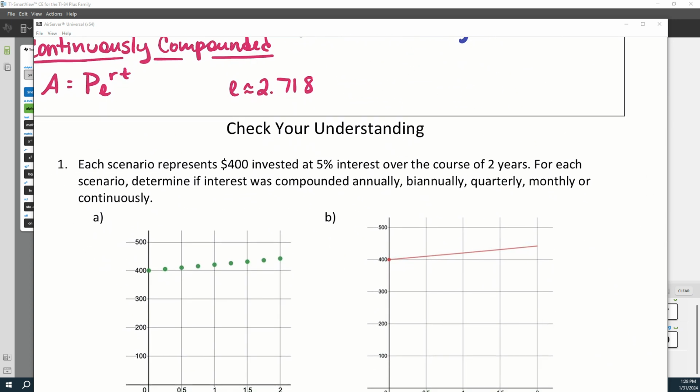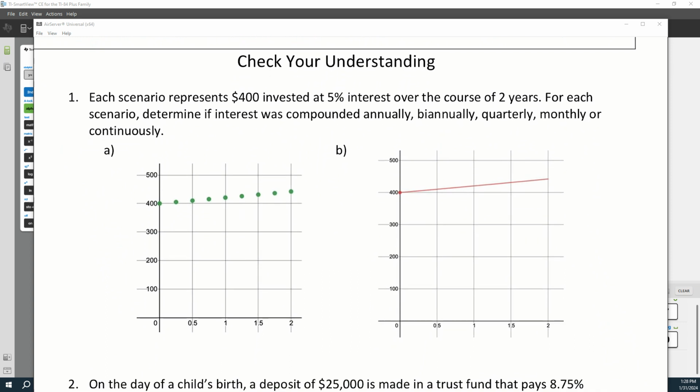Okay, so let's answer some questions. For example 1, each scenario represents $400 invested at 5% over a course of 2 years. For each scenario, determine if the interest was compounded annually, biannually, quarterly, monthly, or continuously. So annually would be once a year. Biannually is twice. Quarterly, obviously, is four times. We already talked about that. Monthly is 12. And continuously is approaching infinity, so it's just always happening.